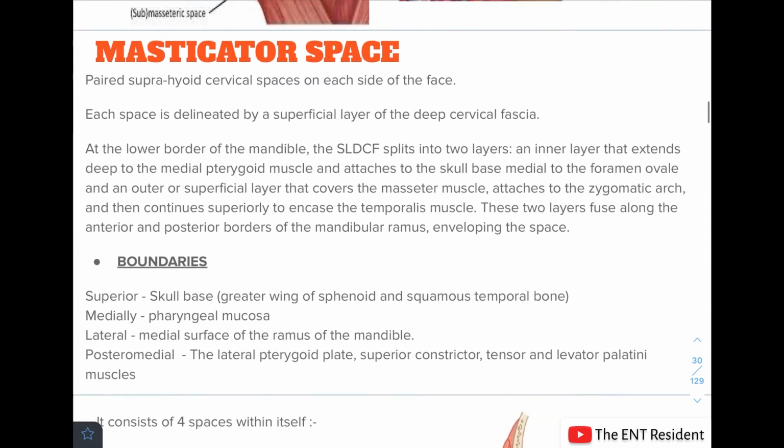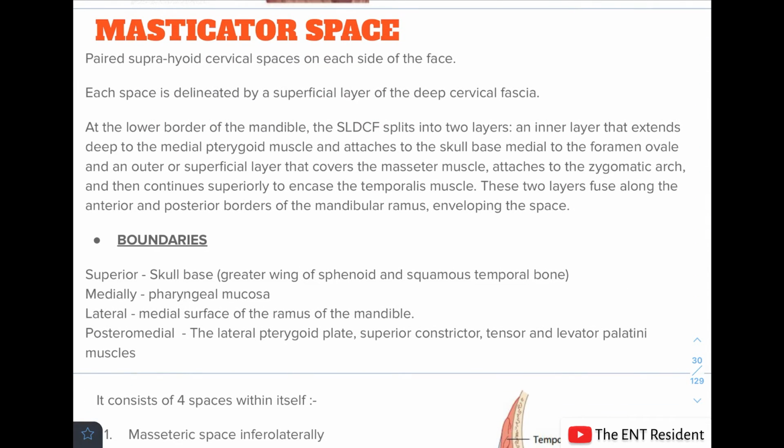Next we move on to the masticator space. Now these are basically paired suprahyoid cervical spaces on each side of the face. Each space is delineated by a superficial layer of the deep cervical fascia. At the lower border of the mandible, the superficial layer of the deep cervical fascia splits into two layers: an inner layer which extends deep to the medial pterygoid muscle and attaches to the skull base, and an outer or superficial layer which covers the masseter muscle and attaches to the zygomatic arch. These two layers fuse along the anterior and posterior borders of the mandibular ramus, thereby enveloping the space.